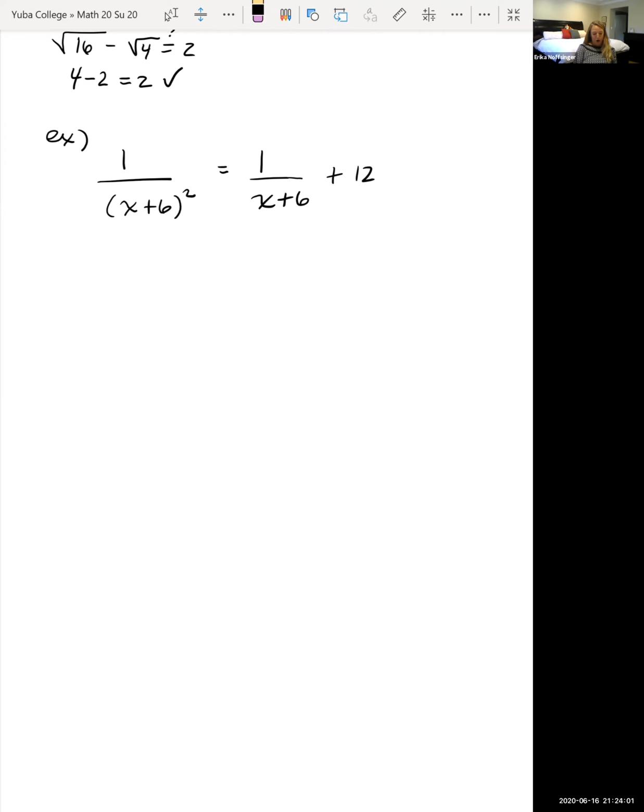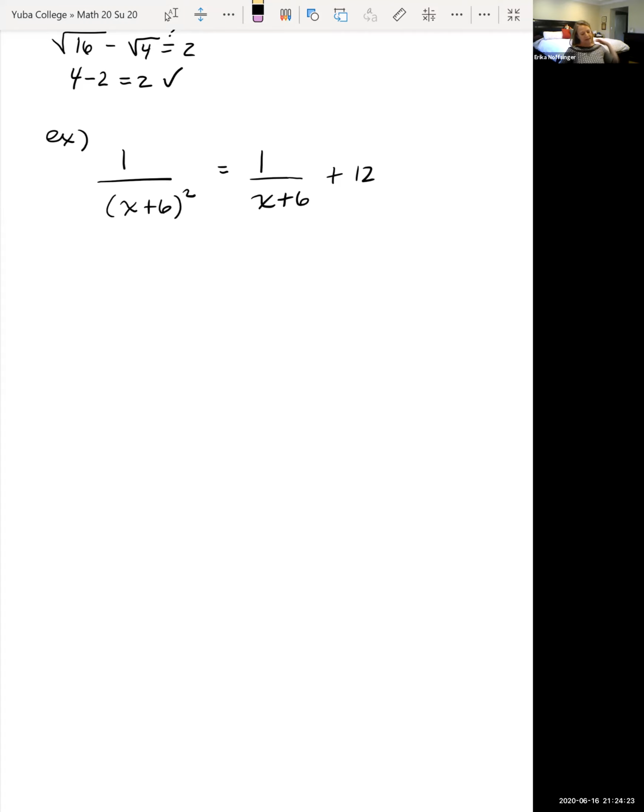Okay, so there's multiple ways that we can approach this equation. It's a rational equation, so we could get rid of the fractions, and we could do that by multiplying through by your LCD. I also noticed that this can kind of be manipulated to look like a quadratic equation.